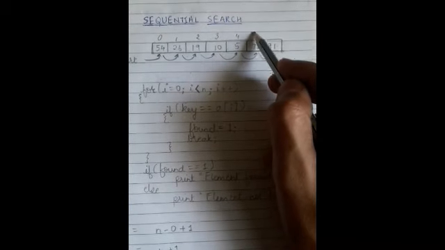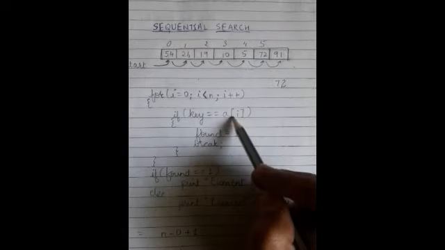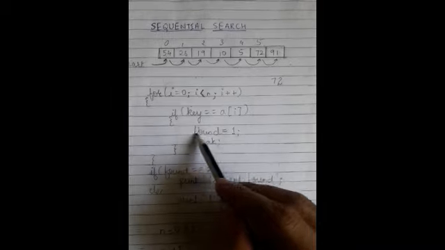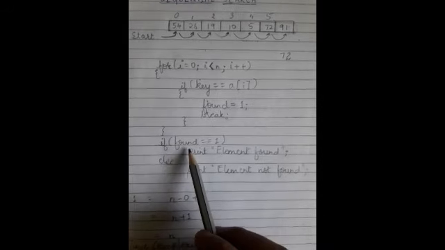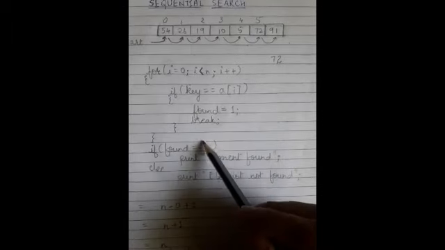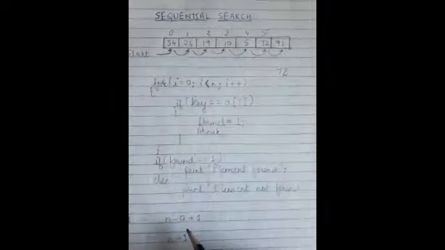Similarly, when it reaches A of 5, is 72 equal to A of 5? Yes, the condition is true. So the flag variable will be set to 1, and we are going to break out of this for loop. Then we check the value of found. If it is equal to 1, element found. Else, if the element is not found, this value will be 0. So this is how sequential search works.